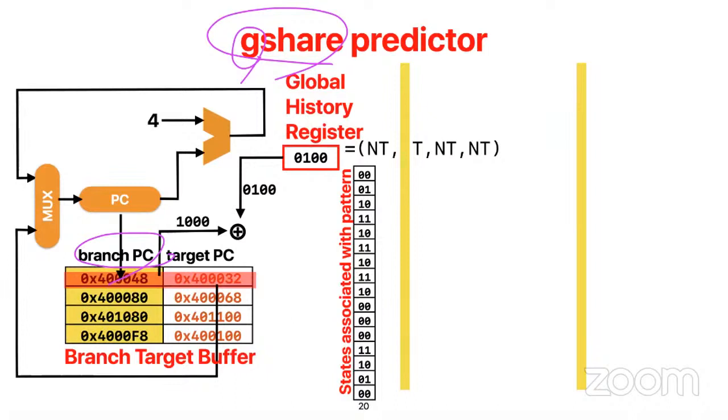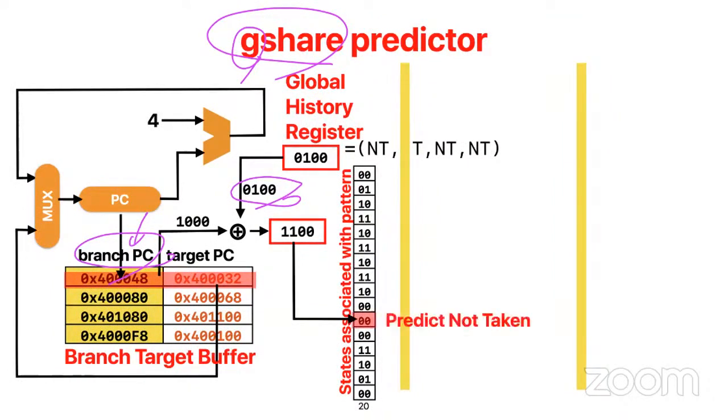Even though we are at the same global history now, if you are at a different PC, you will be de-aliased to different locations. So in this case, we are going to 1100 instead of 0100, and here it tells us to predict not taken. But the rest of the G-share predictor is the same as the 2-bit global predictor. The only difference is that we add the PC here.